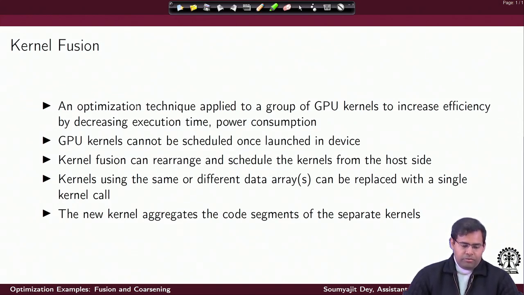So, kernel fusion is basically the kind of fusion where we are going to group a set of GPU kernels together and rewrite a single kernel. And the idea of using this is that if I fuse multiple kernels together, it may potentially increase the efficiency by decreasing execution time, power consumption, etc. Now, why is this advantageous? Let us first discuss certain issues that we have with GPU kernels.